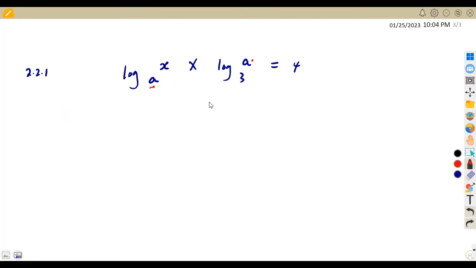So leaving this a as a base, we are going to rewrite the logarithm of a in base 3, this log of a in base 3, in the same way or format of having a as a base. It's possible, okay? How is this possible?